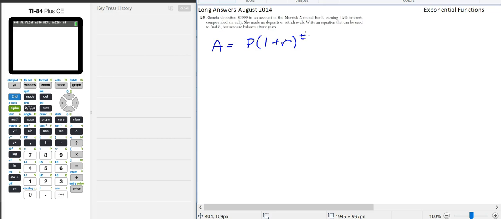We know that A, the amount, we're representing by B, which is the balance. P, the principal or the original amount that she deposited, was $3,000, times 1 plus the rate. The rate is tricky because it looks like it's already a decimal, but notice the percent sign. We have to take away that percent sign by moving the decimal place 2 places to the left, and we're left with 0.042.